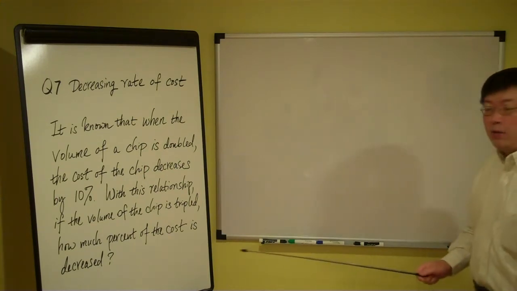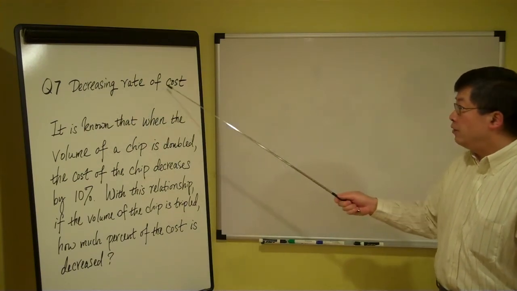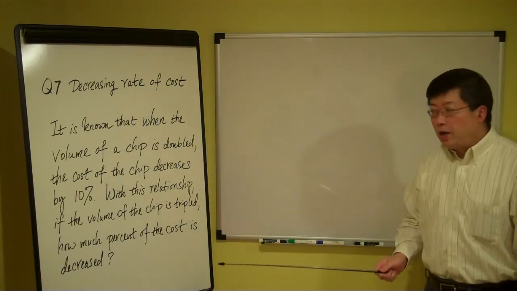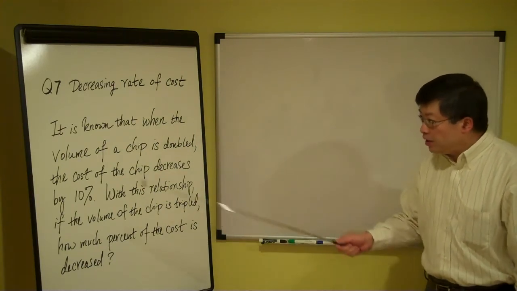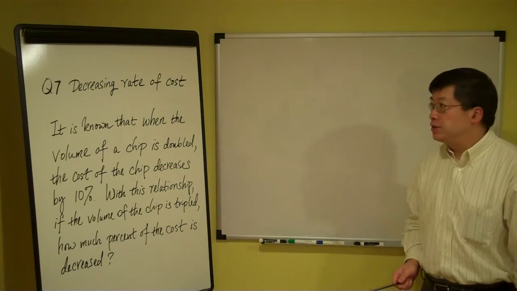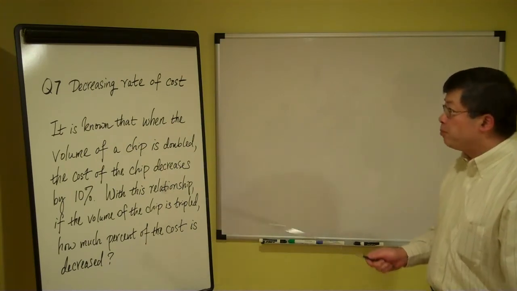Now let's look at our homework question number 7, decreasing rate of cost. Here I do not want to solve it. I just want to explain the meaning and do some analysis. Let's read the question first.